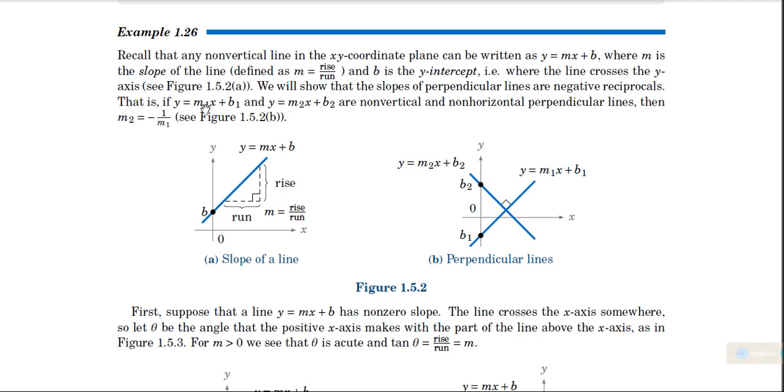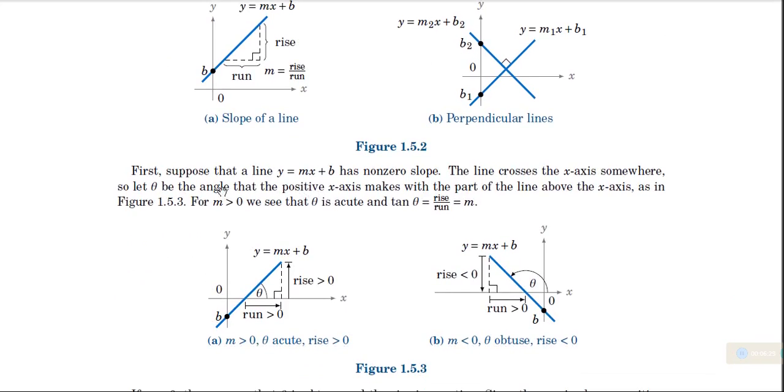That is, if y is equal to m sub 1 x plus b sub 1 and y is equal to m sub 2 x plus b sub 2 are non-vertical and non-horizontal perpendicular lines, then m sub 2 is equal to negative 1 over m sub 1. So in analytic geometry, we discussed this. When you have perpendicular lines, two lines that intersect forming 90 degrees, their slopes are negative reciprocals. So, this is the proof.